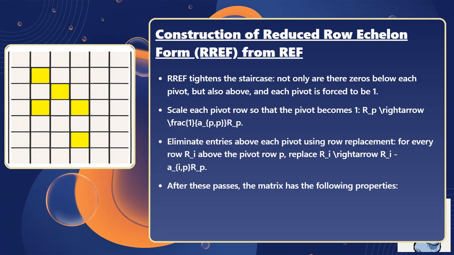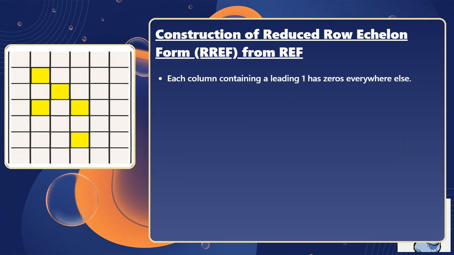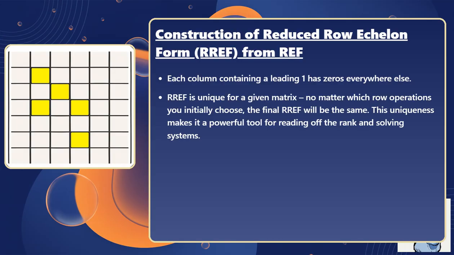After these passes, the matrix has the following properties. It is in REF. Every leading entry is 1. Each column containing a leading one has zeros everywhere else. RREF is unique for a given matrix. No matter which row operations you initially choose, the final RREF will be the same. This uniqueness makes it a powerful tool for reading off the rank and solving systems.